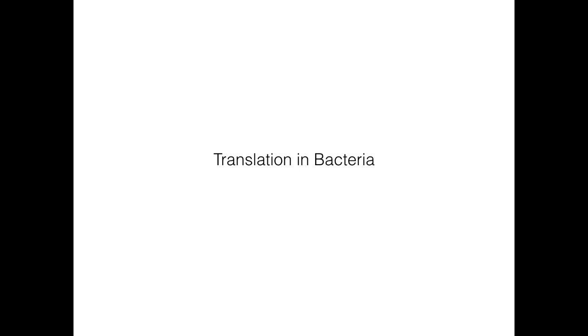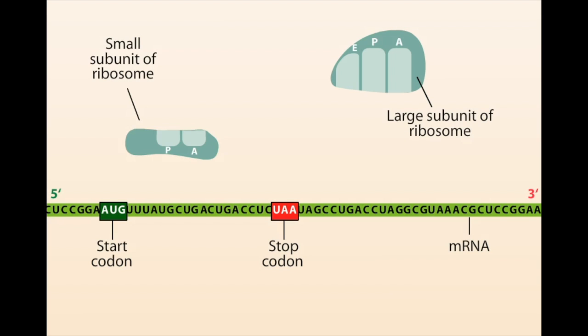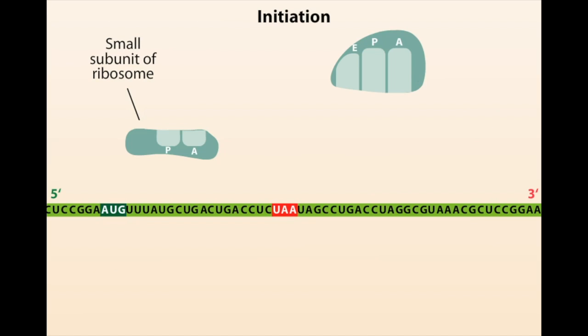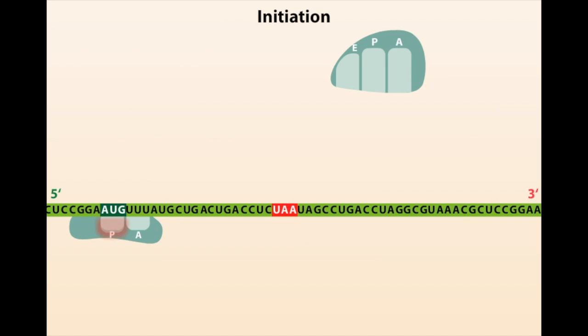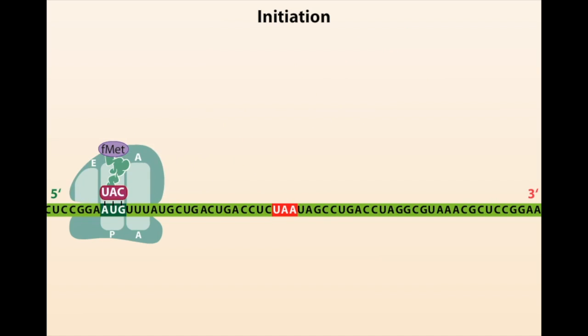For part 2, we're going to start with an animation of translation in bacteria. And then we're going to go through it again step by step. In translation, amino acids are assembled into proteins. Bacterial translation is initiated in 3 steps. First, the small subunit of the ribosome binds to the mRNA so that the P site is positioned over the start codon. Second, the initiator tRNA with N-formylmethionine attached binds to the mRNA through base pairing between the codon and the anticodon. Third, the large subunit of the ribosome joins the complex to complete initiation.